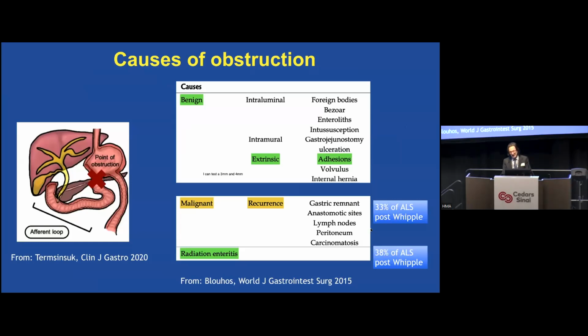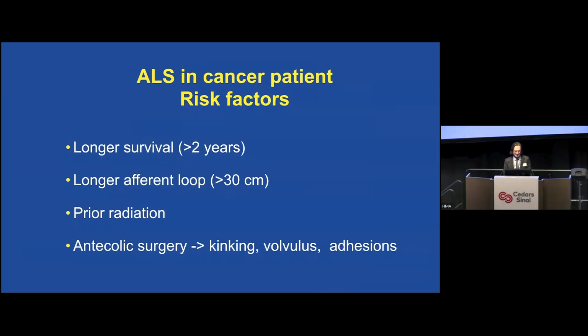And in one study, 33% of patients presenting with afferent limb syndrome post Whipple had malignancy. But interestingly, more patients actually had a benign entity that was due to the radiation. 38% of patients presenting with afferent limb syndrome post-Whipple did not have malignancy. It was just due to radiation. So it's important to ask about a history of prior radiation.